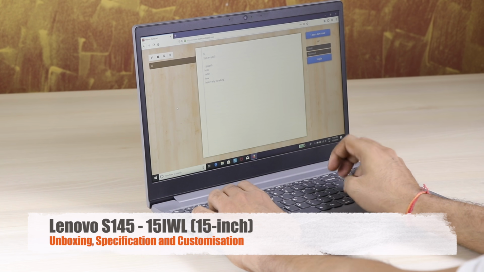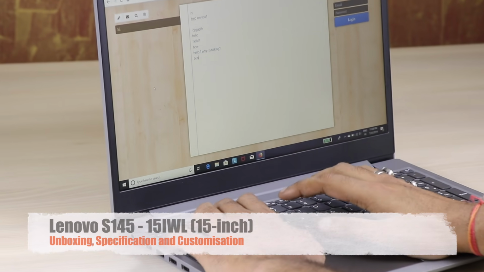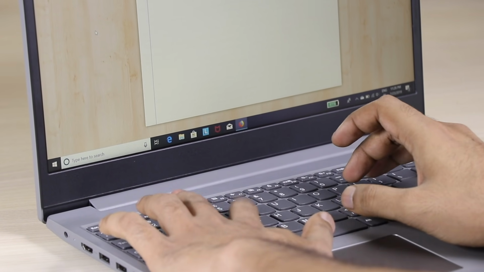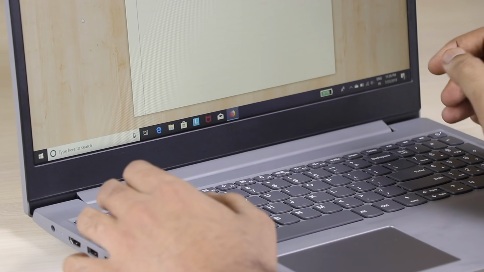Hi friend, this is Vivin and today we are with the Lenovo S145, which is a 15-inch laptop, and we will talk about the unboxing and what offerings Lenovo is giving with this laptop.